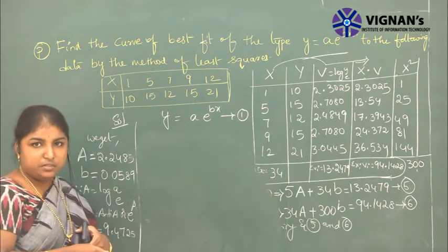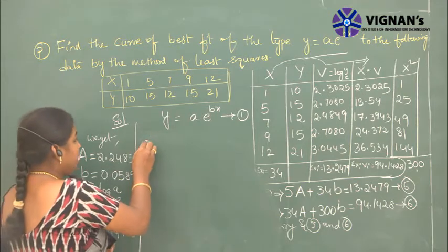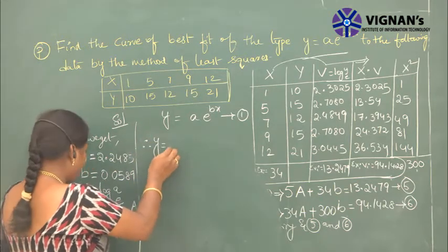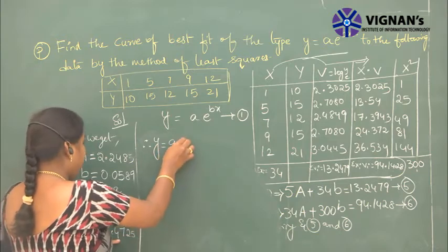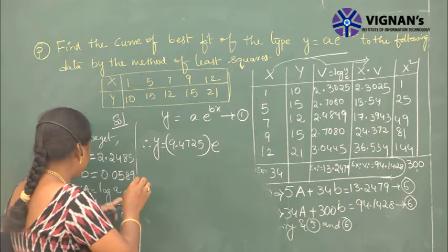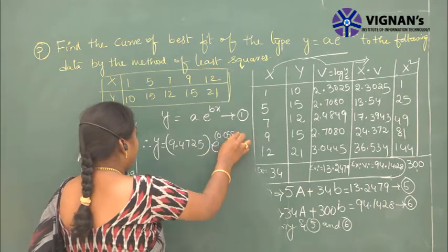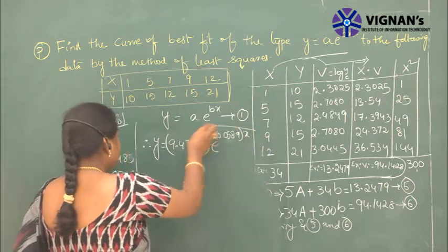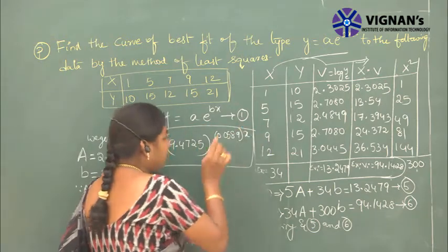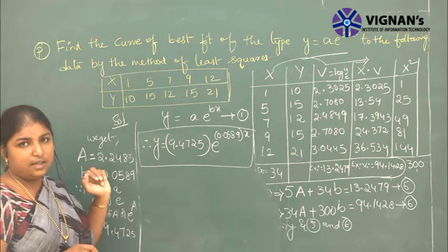So now I am getting both values A and B. Substituting A and B values in equation 1, we get the exponential curve. Therefore, y equal to A value 9.4725 into e to the power of B value 0.0589 into x, which is known as the required exponential curve for the given data.